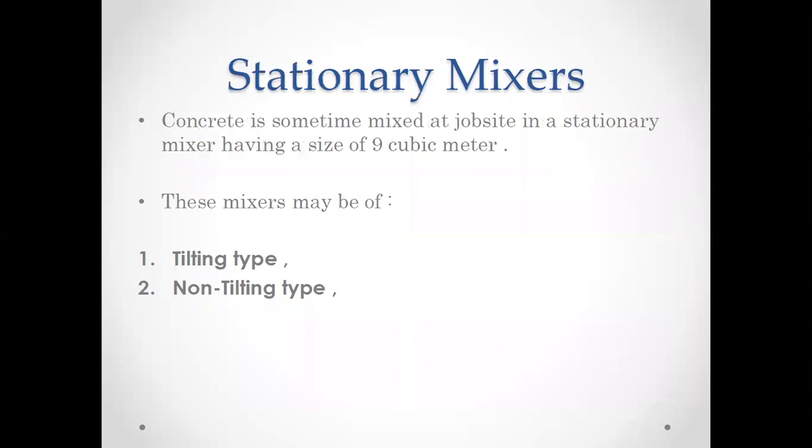Next one is stationary mixers. Concrete is sometimes mixed at a job site in a stationary mixer having a size of 9 cubic meter. So when we have a construction site and we are going to use a stationary mixer for this project, or you can say when we have a large quantity of concrete, we use this type of mixer. As you can see in the slide, the capacity of this mixer is 9 cubic meter. So we can use it for other than small projects. There are two types of mixer. First is the tilting type, second one is the non-tilting type.